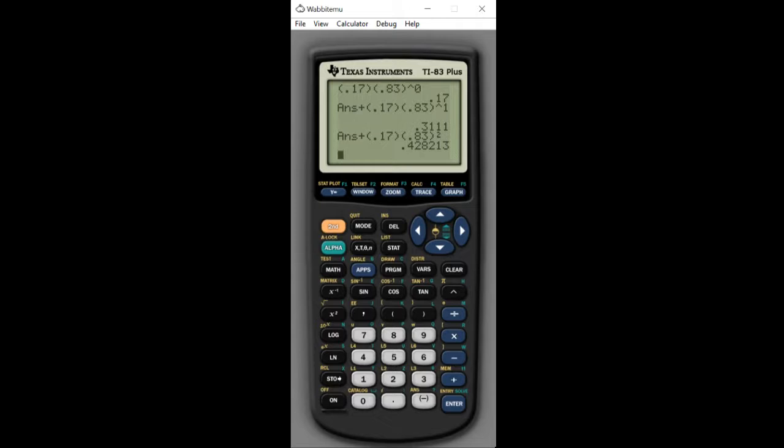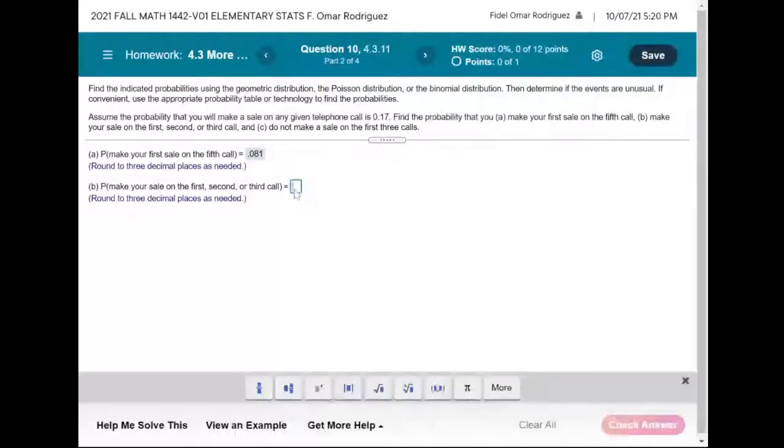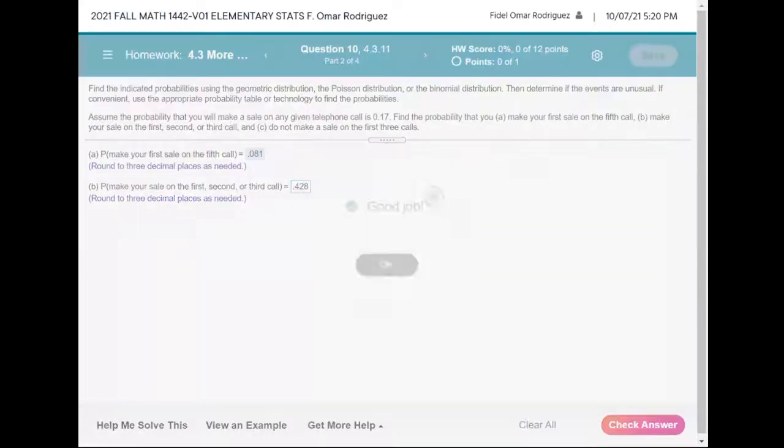0.428213. I think it's still asking me to go to 3 decimal places. So guys, if I was going to go to 3 decimal places, I'd probably put 0.428. So let me stop sharing this screen and come back to my homework problem. So you can see right here, yeah, 3 decimal places. And the number we came up with was 0.428. And I'll check it. Boom, and we got it.